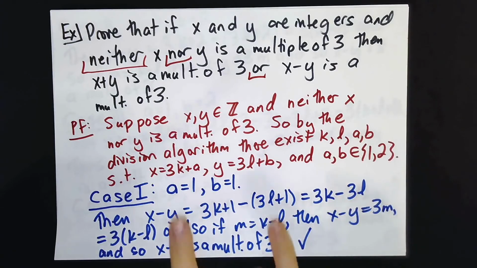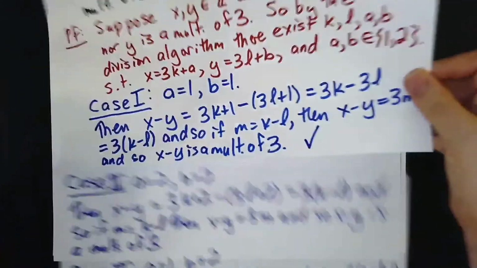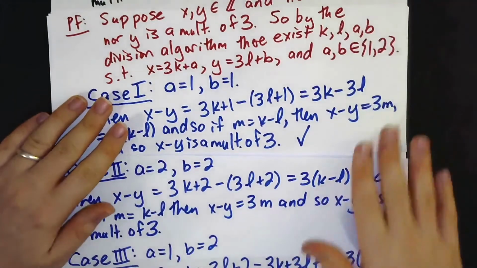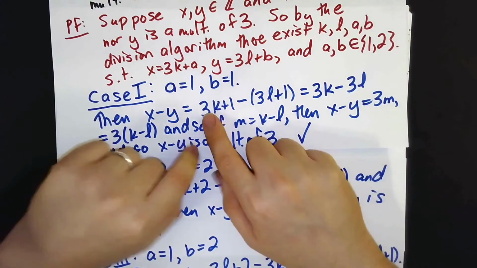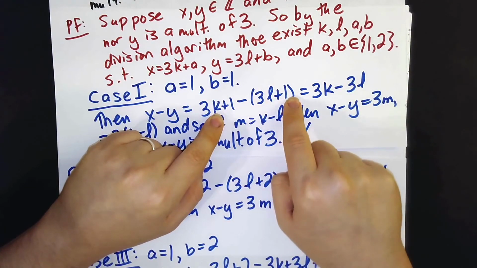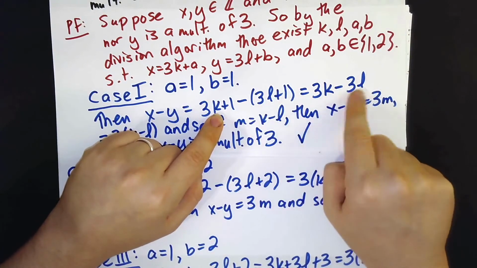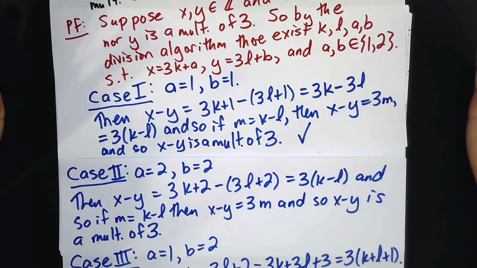If a and b are equal, then your proof is going to look like case 1 and case 2. In fact, we even remarked upon that at the time, because then really what would you have? You'd have 3k plus a minus 3l plus a, the a's would cancel, and you would get 3 times k minus 3 times l, which would then work out exactly the same way. So that would handle the a equals b case.